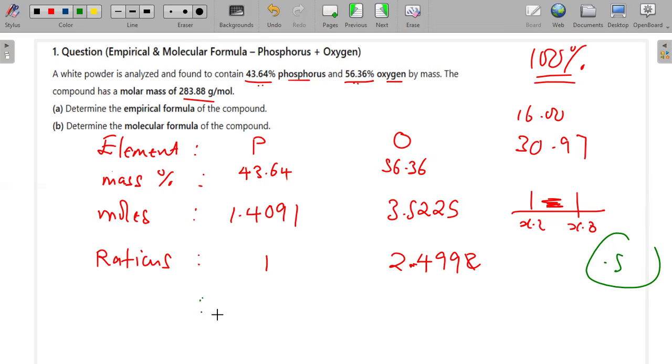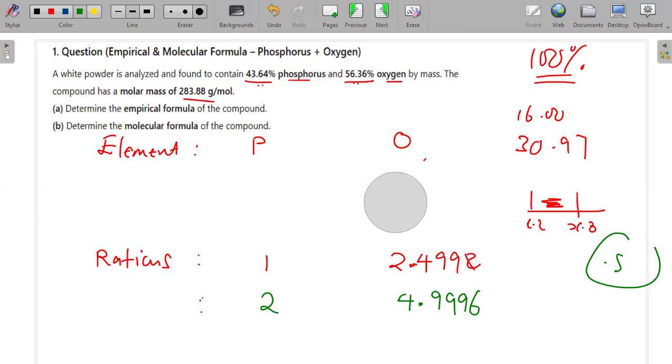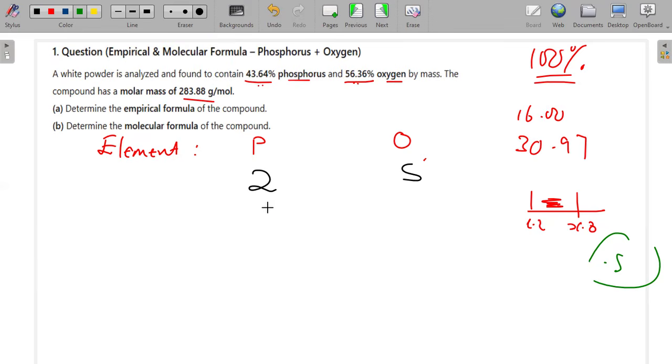So if I multiply throughout by 2, this guy here gives me 2, and then this one will give me 4.9996. Okay, so now we see that we can actually round this off because the 0.9 is greater than the 0.8. So those will be my ratios there. So let me just round them off. So this remains 2. This one becomes 5 like this. So the empirical formula will simply be P2O5. That's the empirical formula there.